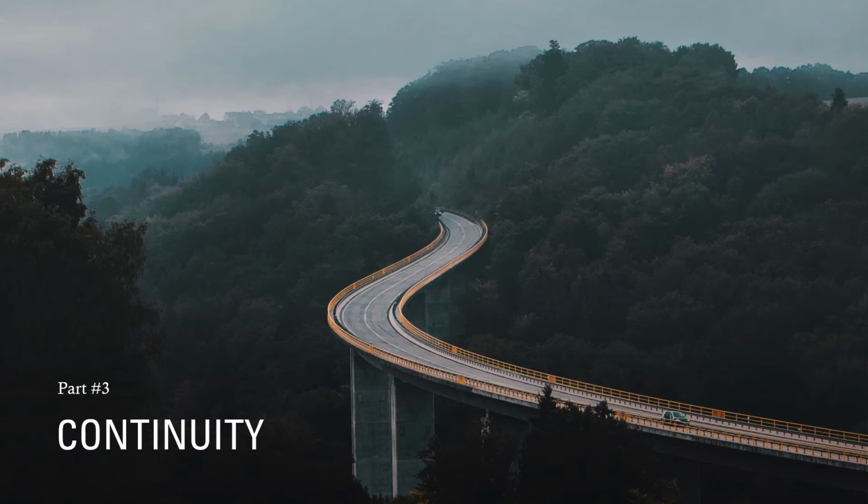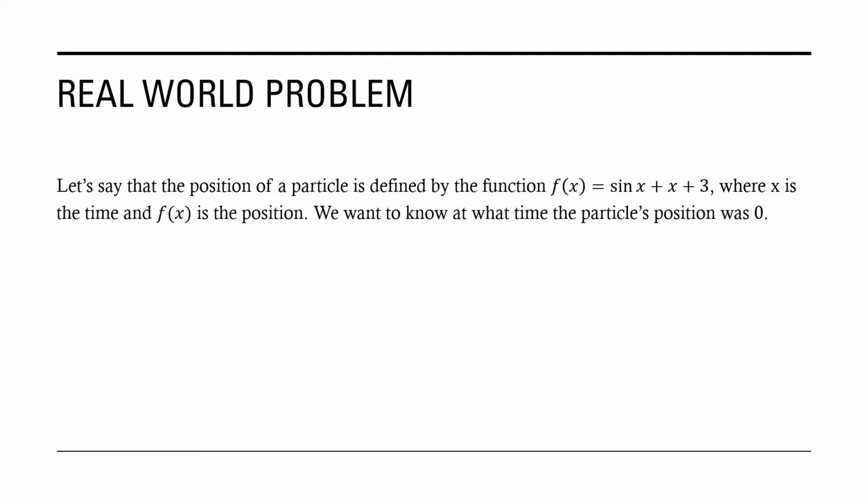Continuity, Part 3. Let's look at a real-world-ish problem. Let's say that the position of a particle is defined by the function f of x is equal to sine of x plus 3, where x is the time and f of x is the position. We want to know what time the particle's position was 0. So that means we're looking where f of x is 0.